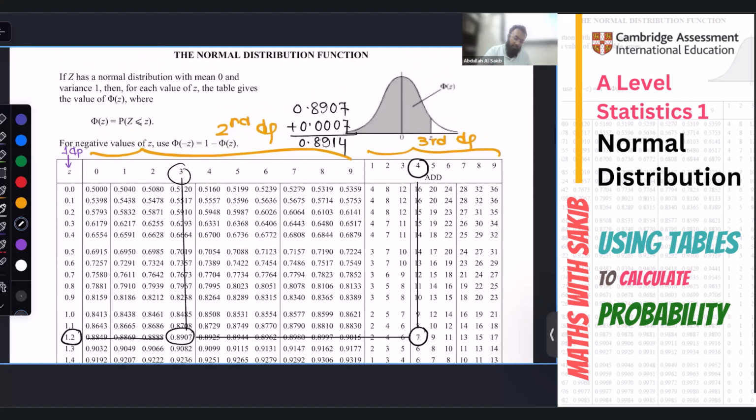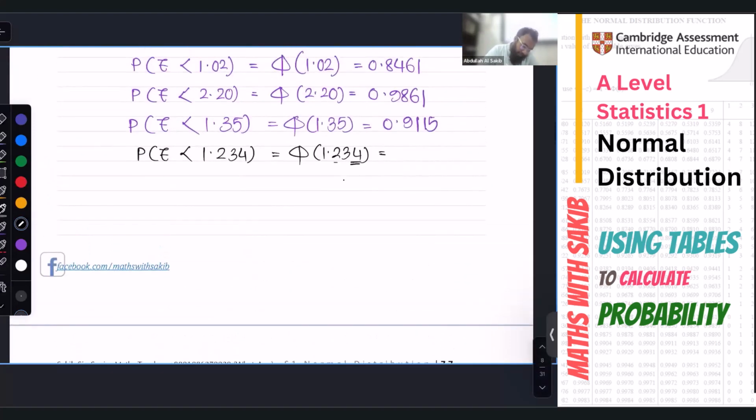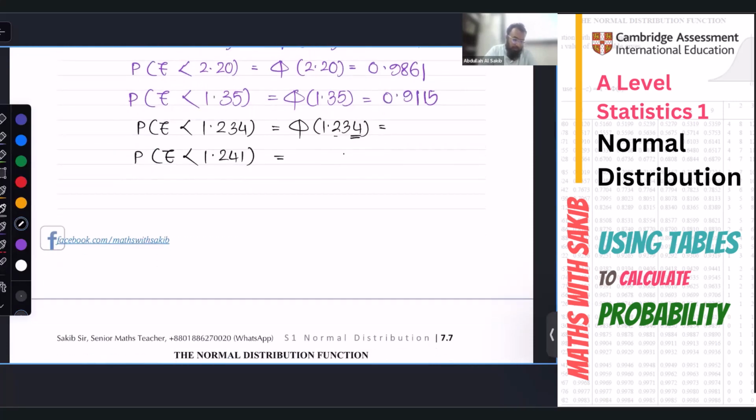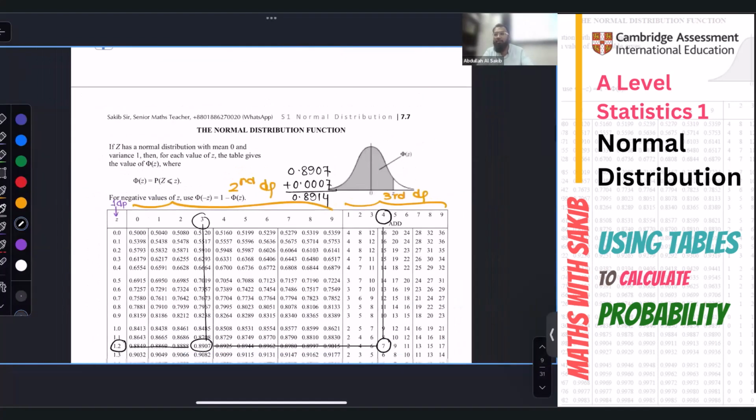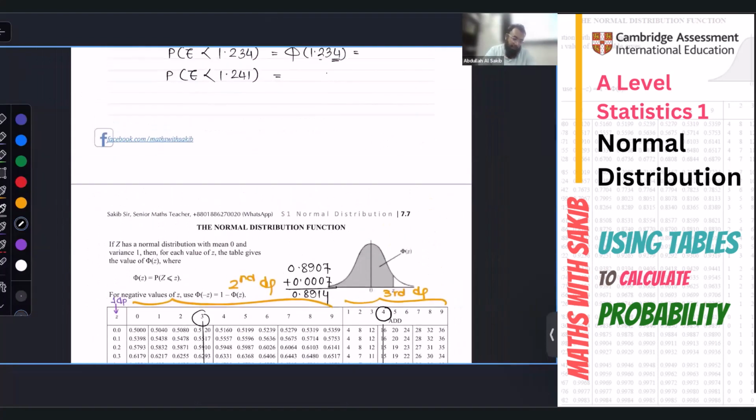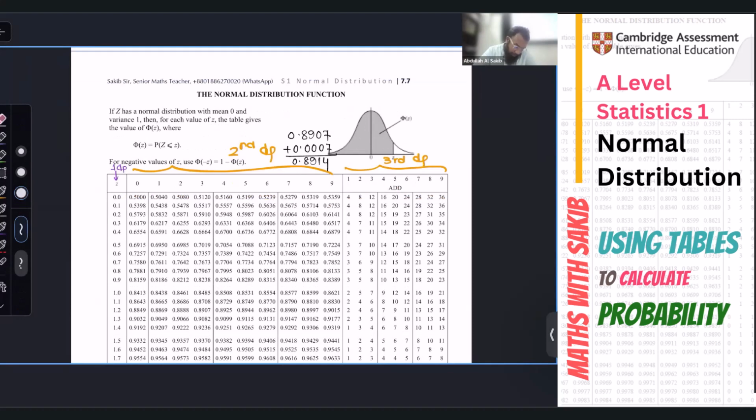Clear? Next. Now suppose I say the probability of Z is less than 1.241. Can you find the value? Are you doing it using the table? Yes. Okay. So 1.241.